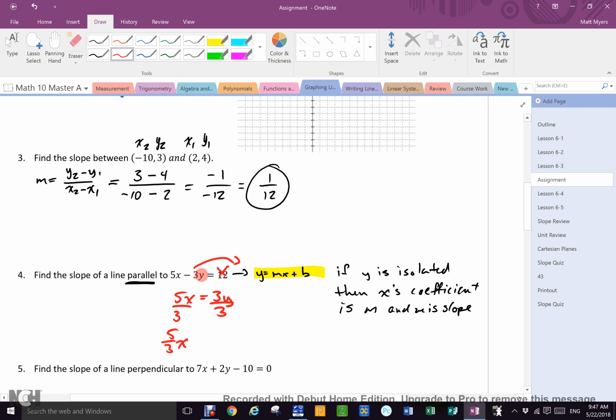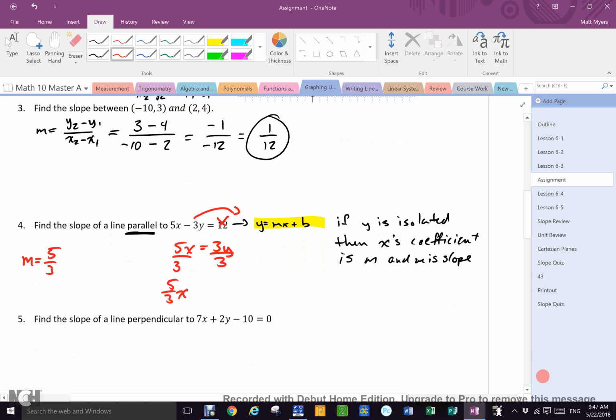So every other line that is parallel to that has what slope? What does parallel mean for slopes? They're the same. So the slope of any line that is parallel to this is the same, 5/3. What if it's perpendicular? What does that mean for a slope? It's got to be opposite and reciprocal.